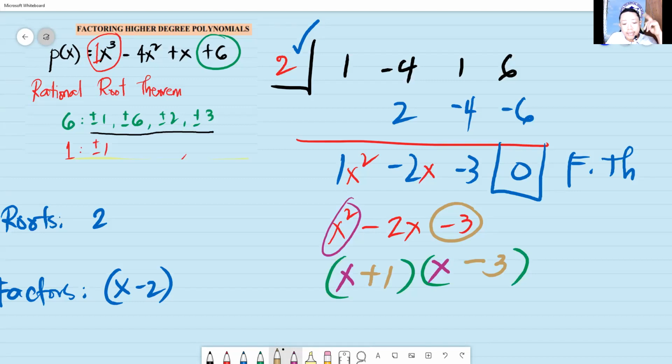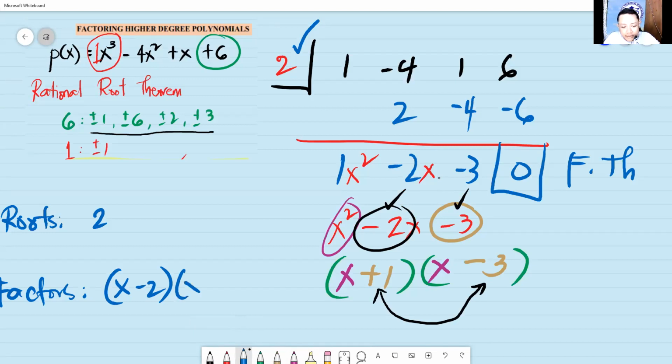Let's double check. Again, I'm telling you, always double check. Let's multiply. Ready? 1 times -3, it's -3, pasok. And then when you combine them, 1 plus -3, it's -2. That's also pasok. So, therefore, the remaining factors are x plus 1 and x minus 3. The remaining roots are, change the sign, -1 and 3.